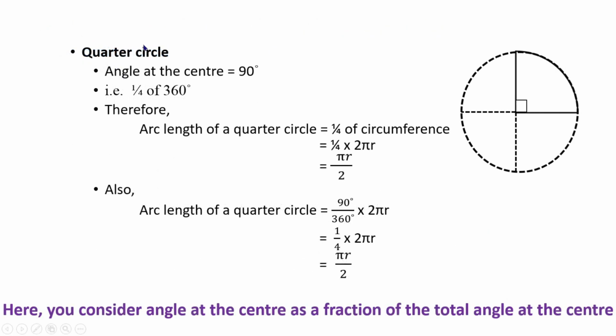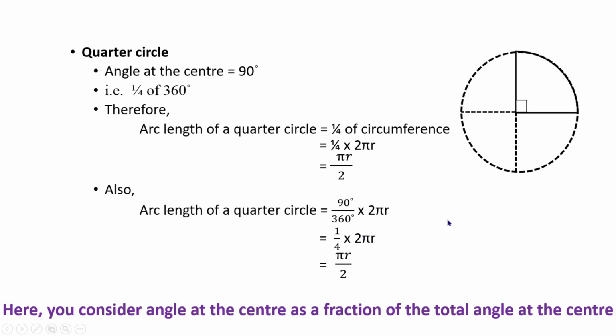In a quarter circle, the angle at the center is 90 degrees. 90 is 1/4 of 360 degrees. How we get that 1/4 is 90 degrees divided by 360 degrees, you get 1/4. So similarly to the semicircle, the arc length of the quarter circle is 90 over 360 into 2 pi r, that is 1/4 into 2 pi r, which is pi r by 2.